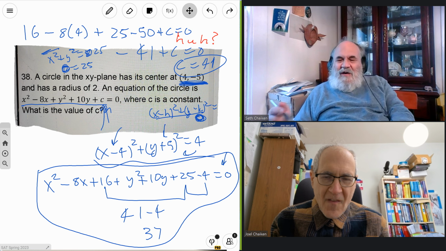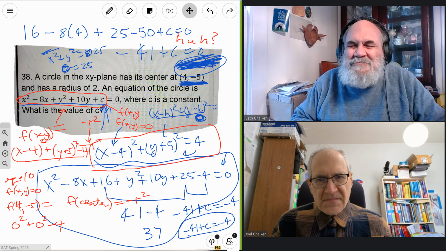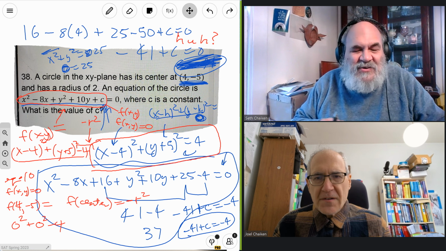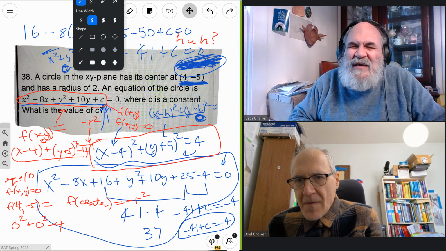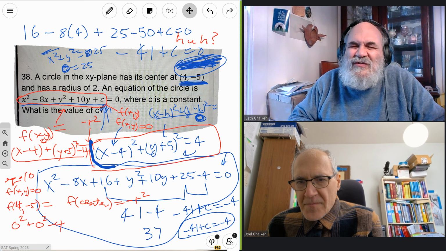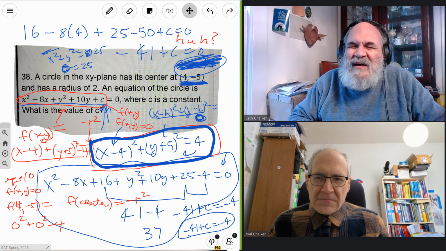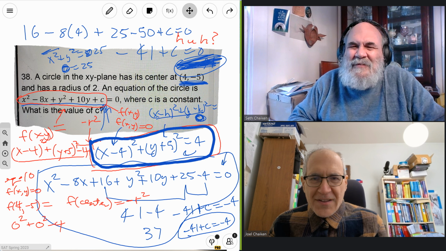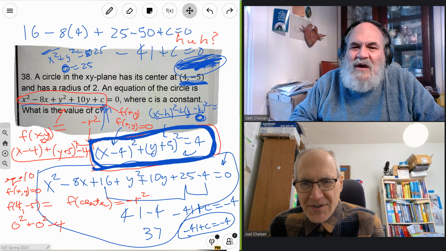The second way of doing this is a clumsy way to do it, especially since they did most of the work for you. They gave you the center and they gave you the radius. You don't have to complete the square of anything. You could just write down the equation right there.